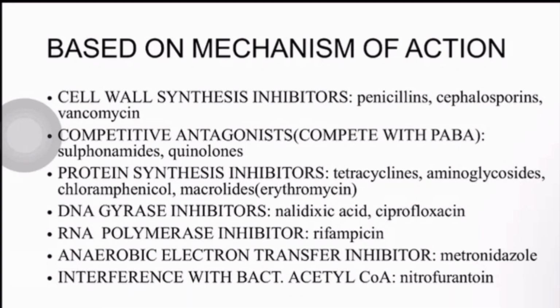Then we have protein synthesis inhibitors, which have examples such as aminoglycosides and macrolides. Aminoglycoside, which is a broad spectrum antibiotic, inhibits protein synthesis by binding to the 30S ribosomal subunit. Thereby, it prevents the formation of the initiation complex of messenger RNA, basically. So that's what they do.